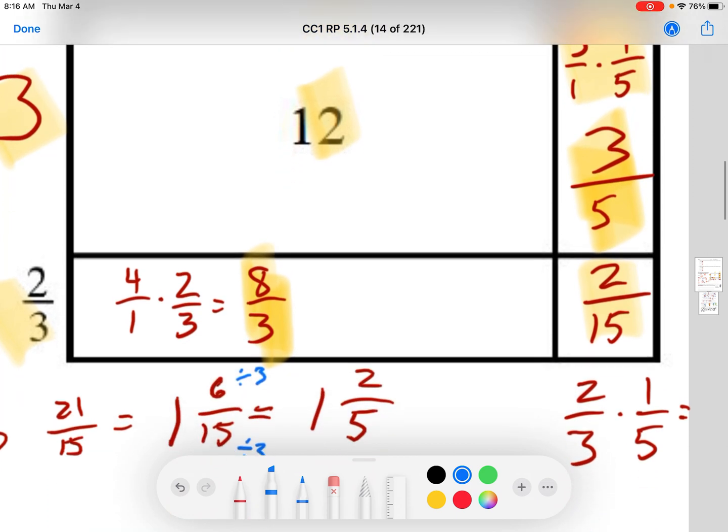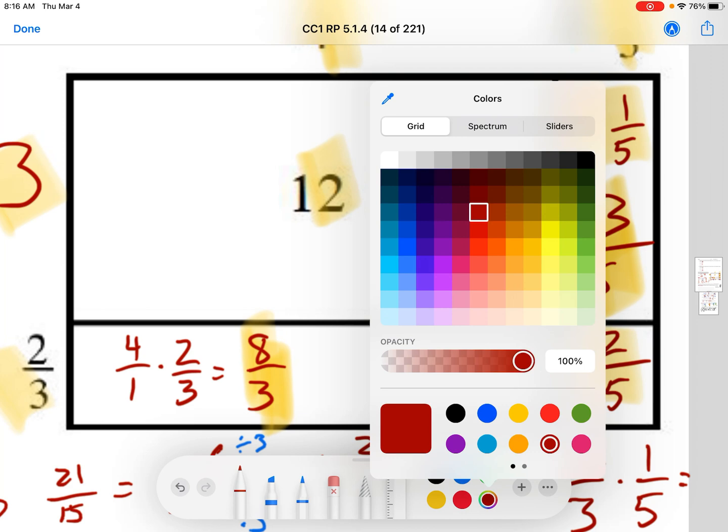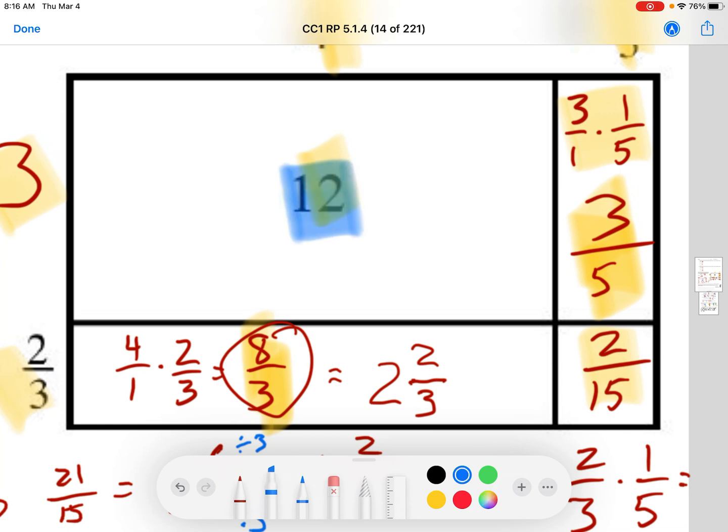Well, first thing I do is, I don't show it here, but I will show it right now. 8/3 is right here. How many 3's go in there? 2. How many are left over? 2. So 8/3 is 2 and 2/3, okay? So what I'm going to do is put together the 12 and the 2. Those are my whole numbers. I'm going to put them together with 2/3, 2/15, and 3/5.